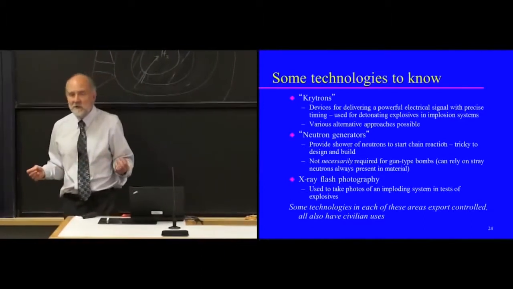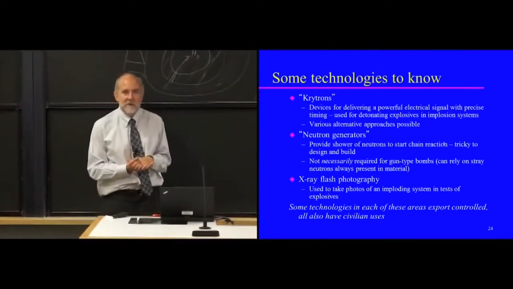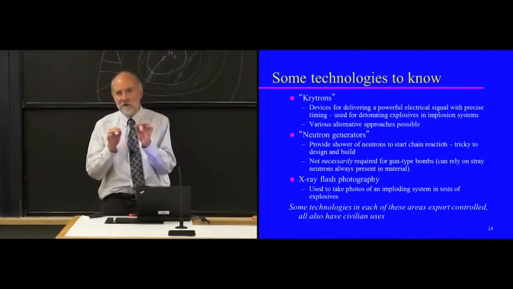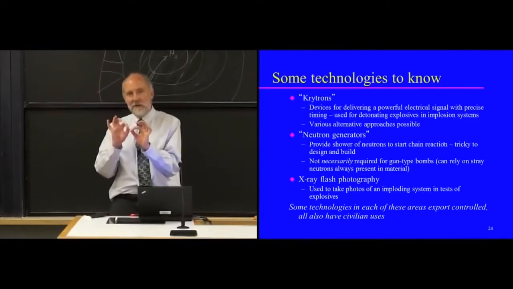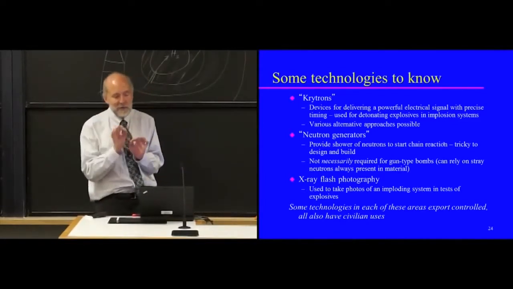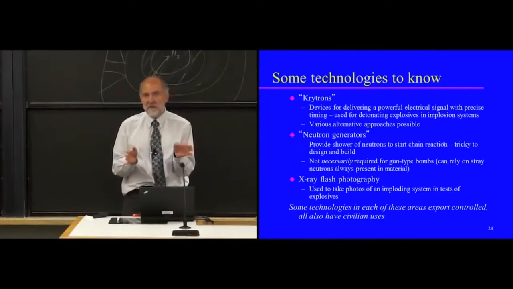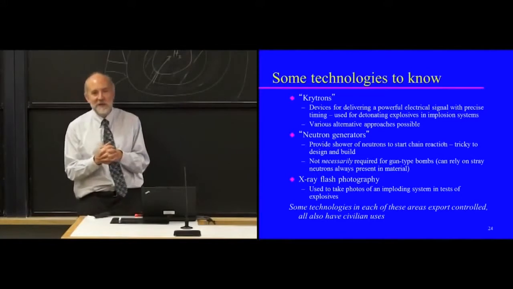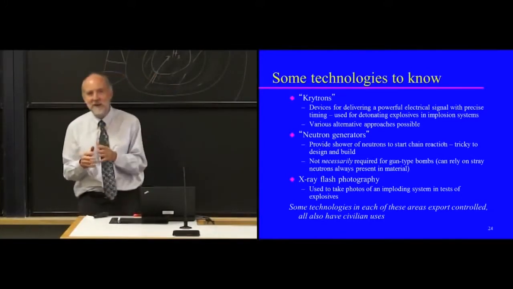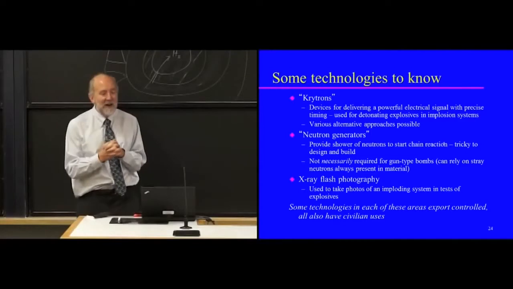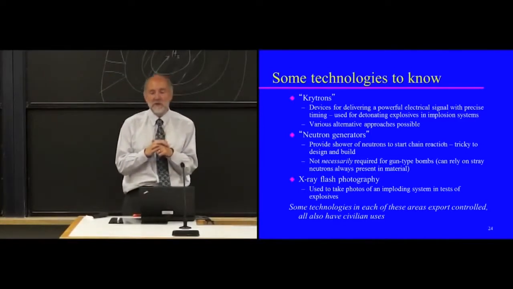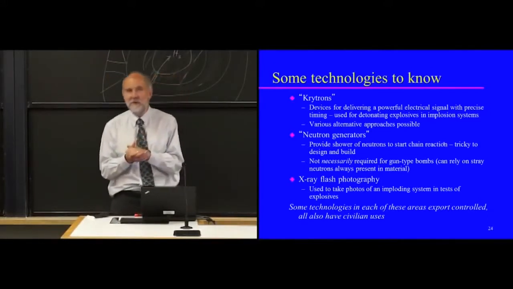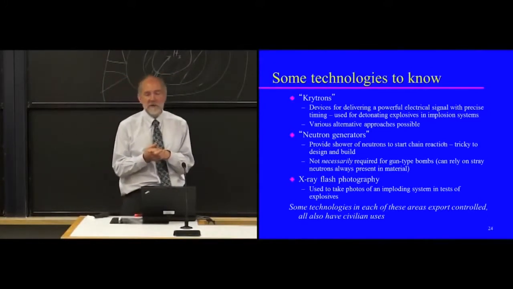So here are a few technologies you might want to remember because they're sometimes in the news. Krytrons. These are devices for delivering a very powerful electrical signal, a big spark, with very precise timing. And they do have civilian applications. They're used, for example, in lithotripsy for smashing kidney stones, a subject dear to my heart since I've had kidney stones multiple times. But they're used for detonating explosives in implosion systems.